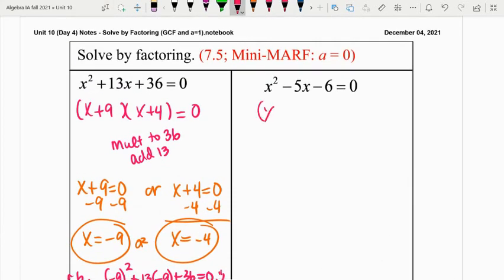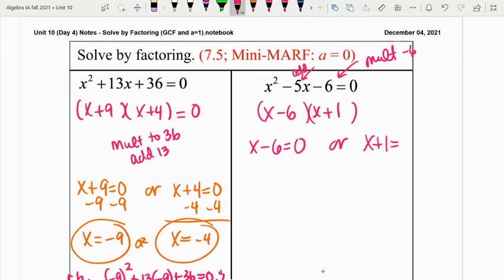All right, this one factors. I need two numbers that multiply to negative 6 and add to negative 5. So that's negative 6, positive 1. So x minus 6 equals 0, or x plus 1 equals 0. So one solution is x equals 6. Here, subtract 1 on both sides, so x equals negative 1.